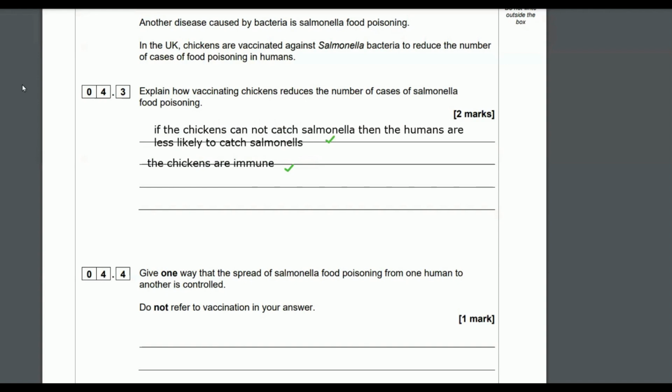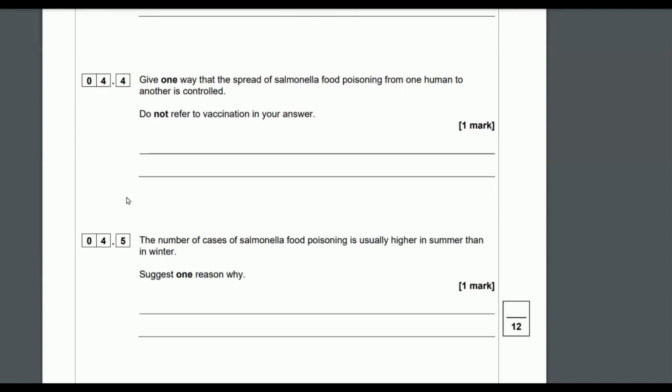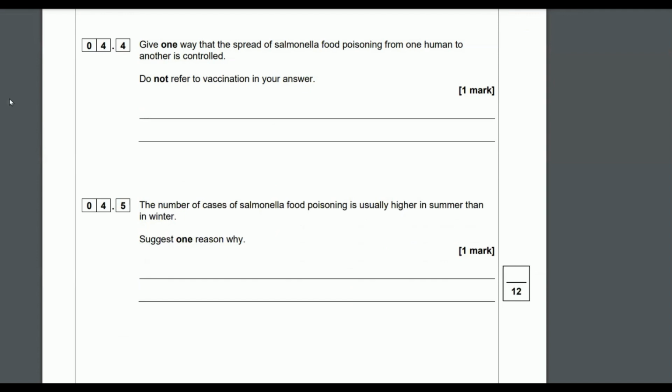Okay, let's move down. Give one way the spread of salmonella food poisoning from one human to another is controlled. Do not refer to vaccination. So let's just say you've been unlucky enough to eat some uncooked chicken and you've caught salmonella, or you've been washing some chicken and you forgot to wash your hands and you've touched your mouth and you've had some raw chicken juice in your mouth and you've got salmonella. How can you stop other people in the house getting it?